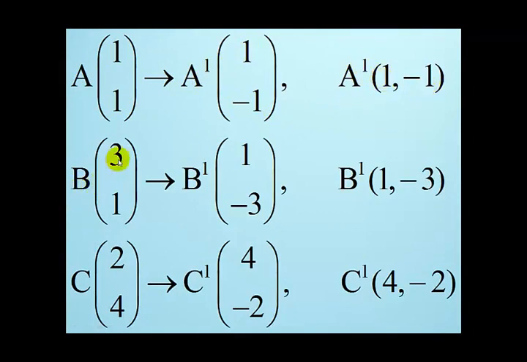Now B is (3, 1). According to the rule, the y coordinate becomes the x, so we have 1. And the x coordinate becomes the y, but is negated, so we have -3. So B prime is (1, -3). Now with C(2, 4), the image C prime will be (4, -2). That is, 4 goes up, 2 comes down, and the 2 is negated. So the image of A is A'(1, -1), the image of B is B'(1, -3), and the image of C is C'(4, -2).